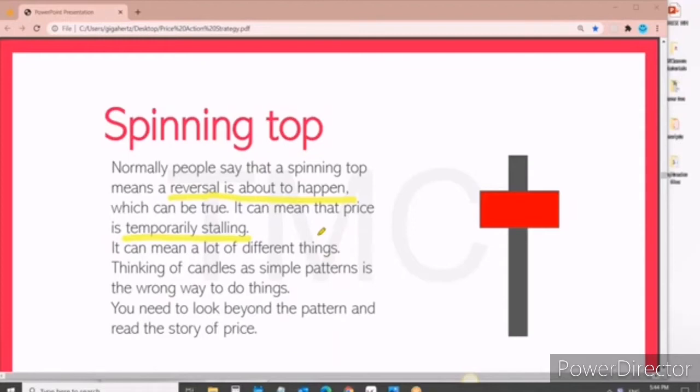Usually, when we see a spinning top, either reversal is about to happen or it's a continuation. Okay? Tandaan niyo yan. Mamaya gagamitin natin yan. Not just spinning top, just only an example. Meron tayong bullish spinning top and then bearish spinning top.